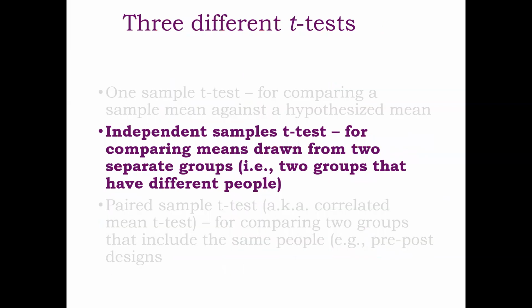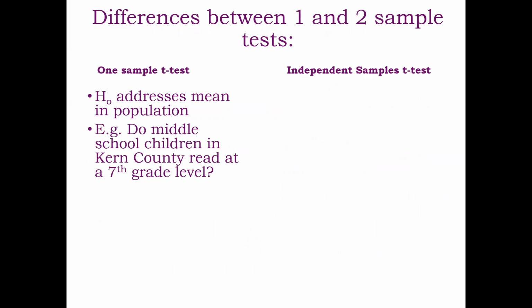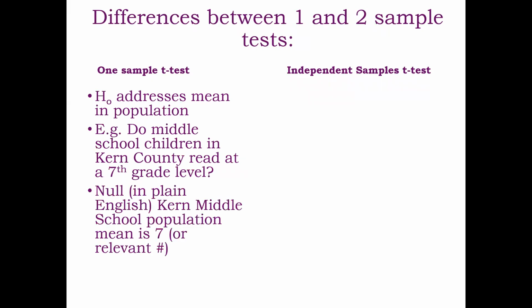So now we're going to talk about the independent samples test. So let's start with differences between one and two samples tests. So we did the one sample test last time. And in the one sample test, our null hypothesis is about a mean of the population. So we're comparing a sample mean to the population. For example, do middle school children in Kern County read at 7th grade level, right? In other words, for our null hypothesis, we might say that Kern County middle school population mean is 7 or whatever the relevant number is for 7th grade, right?